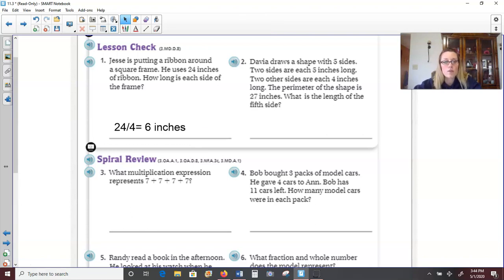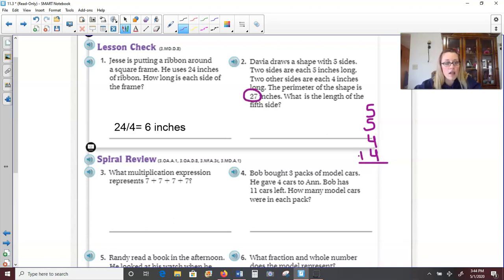Number 2, Davia draws a shape with 5 sides, so a pentagon. 2 sides are each 5 inches long. So I'm going to write this out. 2 other sides are each 4 inches long. What is the length of the 5th side if the perimeter of the shape is 27?